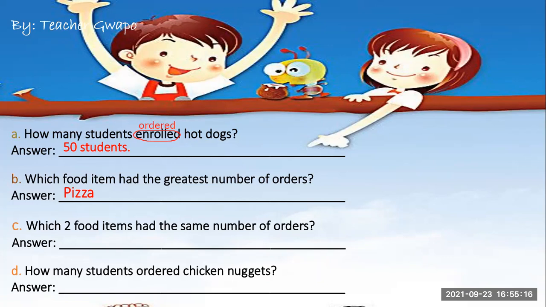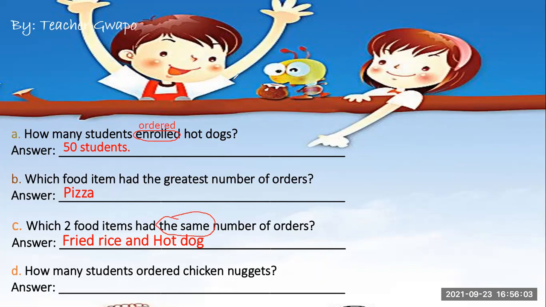Now letter C. Which 2 food items had the same number of orders? The same number of students. Fried rice and hot dog. Why? Because in fried rice, there are 50 students who ordered, and in hot dog, there are also 50 students who ordered. So the same. The keyword here is the same, equal. The same in number means equal.